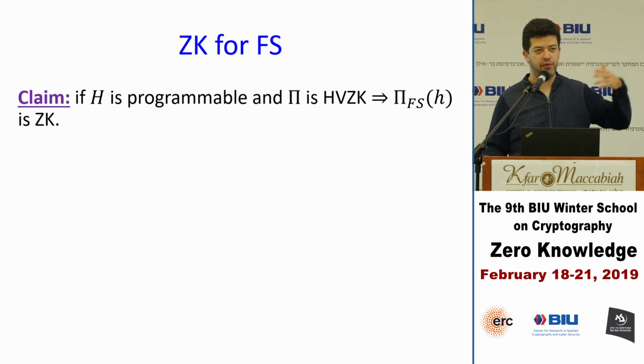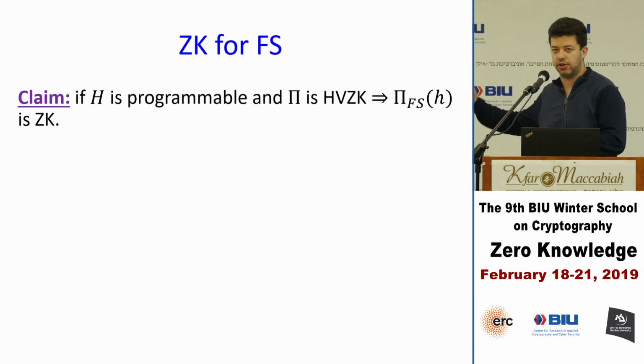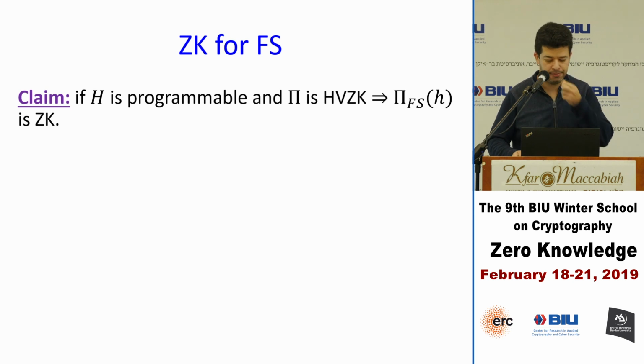So if we look at the random oracle analysis that told us something about soundness in the random oracle model, and then instantiate it with a concrete hash function family that's programmable, then we get standard zero knowledge. Okay?